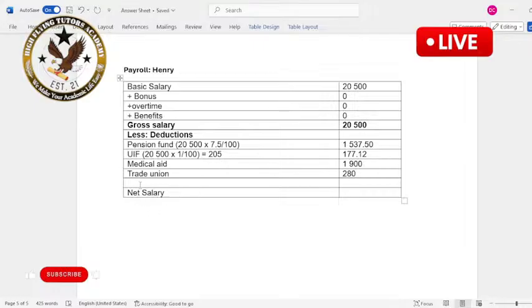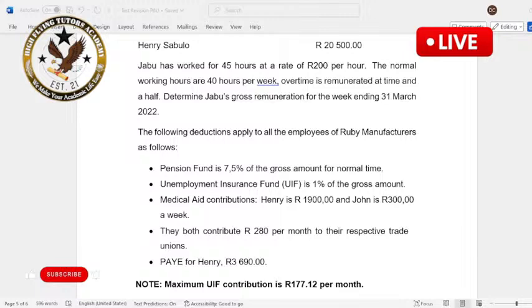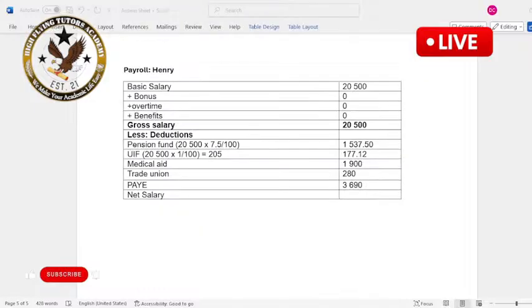And then let's go and check on the question. What do we have? We have got pay as you earn. Henry pays 3,690. So let's go and record that one. Pay as you earn. They say Henry pays 3,690, right? And then now we are done with this. I think that is the last deduction. All right, that is the last deduction. He pays 3,690. Are you with me right there?